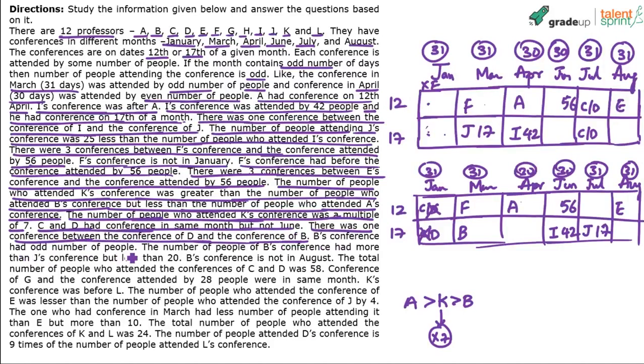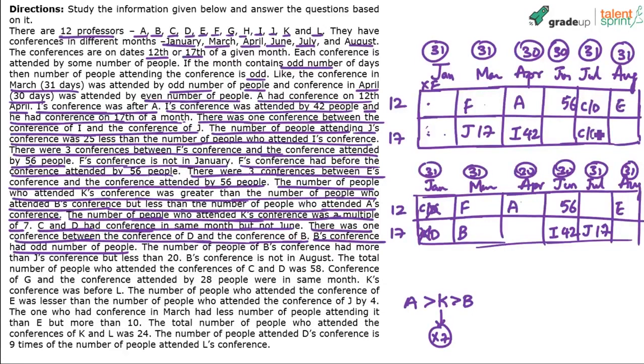B's conference had odd number of people. Now this is an interesting point. So with respect to case 2, it is correct. B is in March, right? 31 days. So it will have odd number of people. With respect to case 1, try and understand. Since B's conference had odd number of people, B cannot come in June. B has to come in August only. You're able to follow. If I take D here, D dash B, not possible.